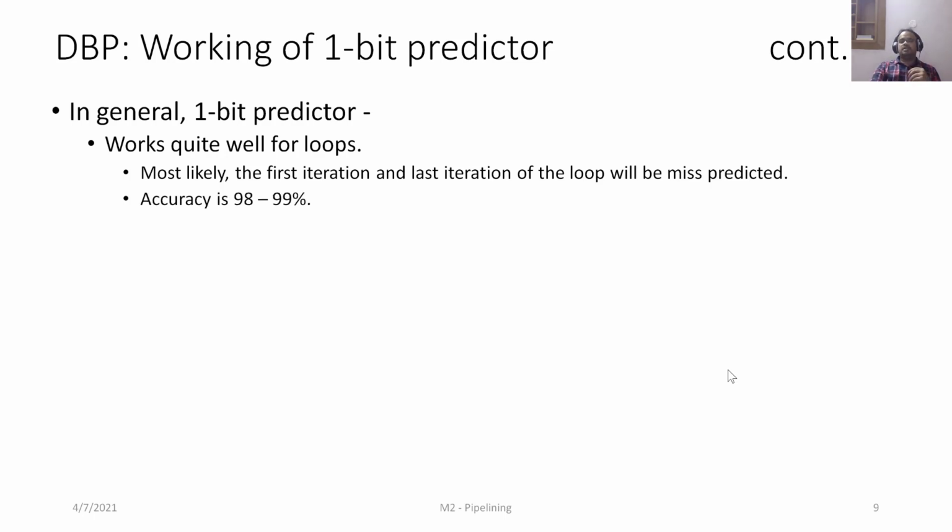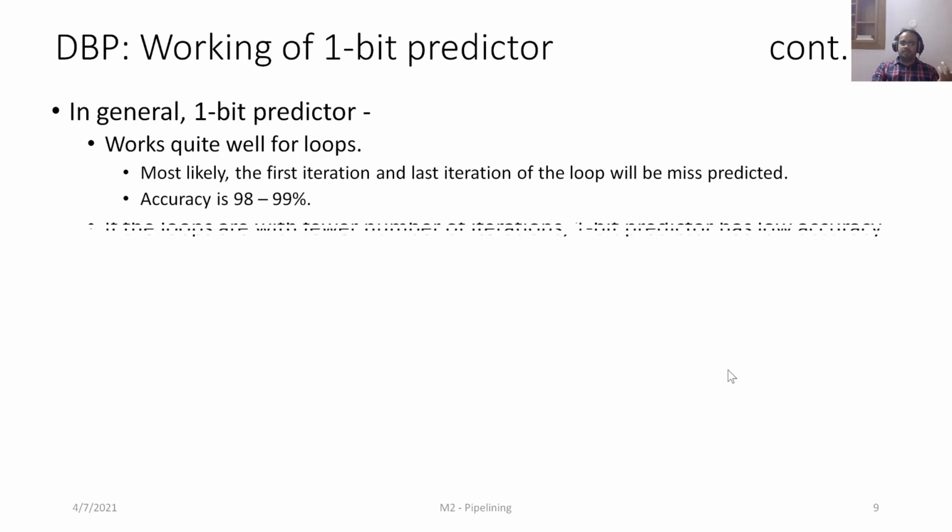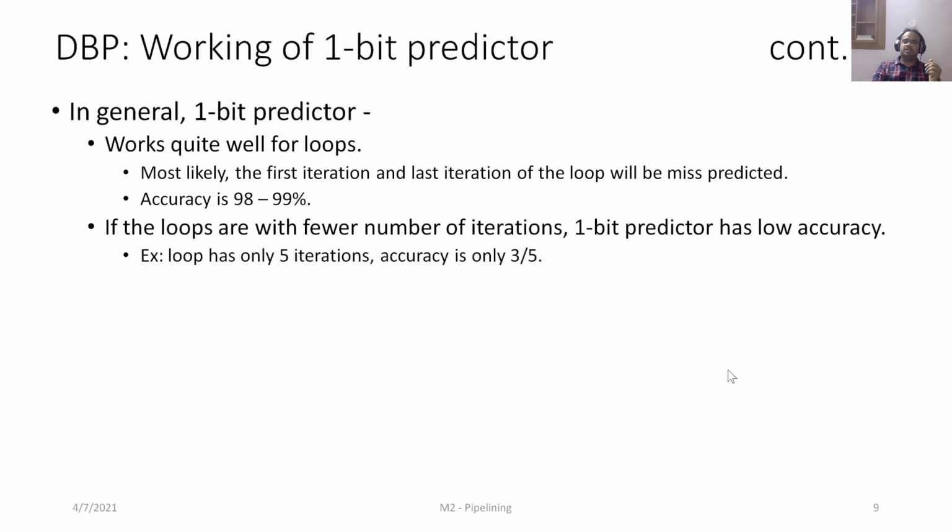Now if n is large, we will have high accuracy. But if n is small, meaning the iterations of the loop are quite low, let's say we are just iterating for 5 times, for example, and the first and last are anyways mispredicted, so the accuracy drops to 3 by 5.